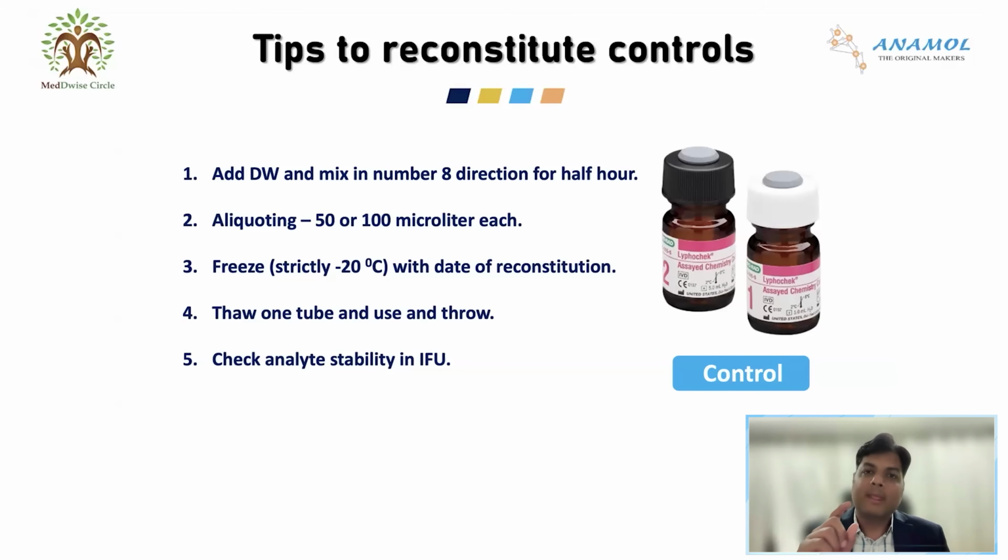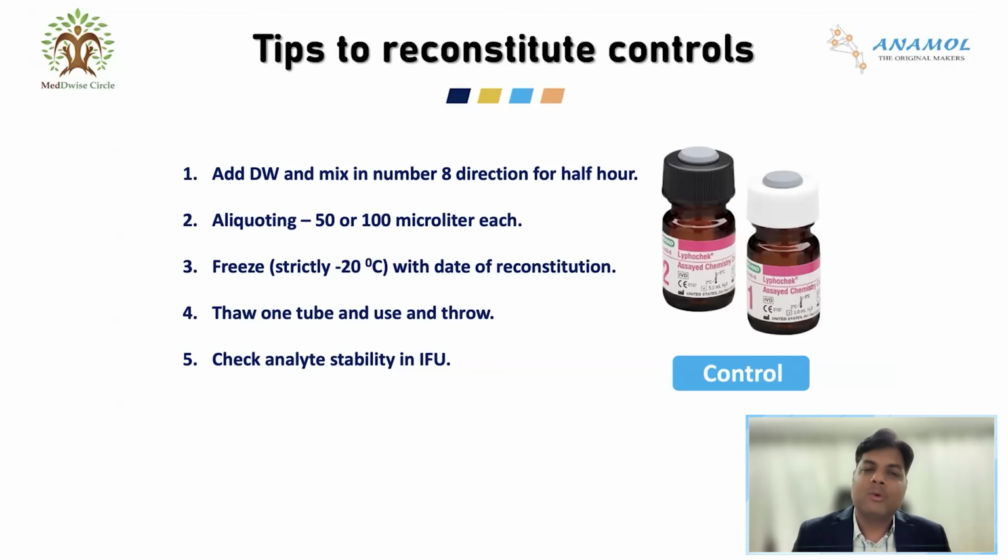Say, for example, if the control vial has a reconstitution volume of 5 ml, and instead of adding 5 ml, we add only 4 ml in the control vial, then the concentration of that particular analyte will increase and it will not be as printed in the value chart. So it is very critical to understand how we reconstitute the control vials.